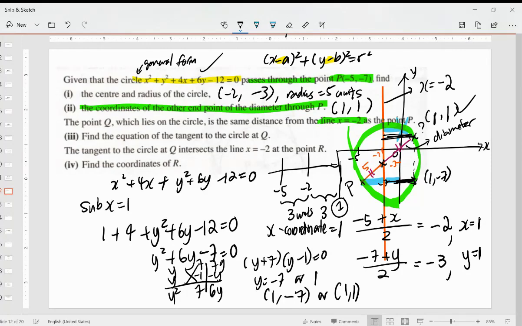At the moment, do I need to mention the coordinate yet? Not yet. Now I need to check for the equation of the tangent to the circle at Q.